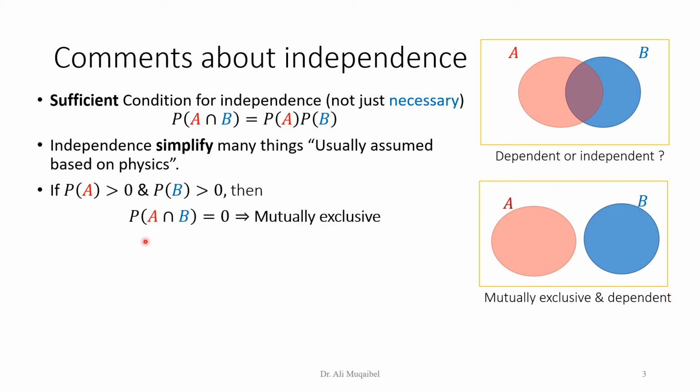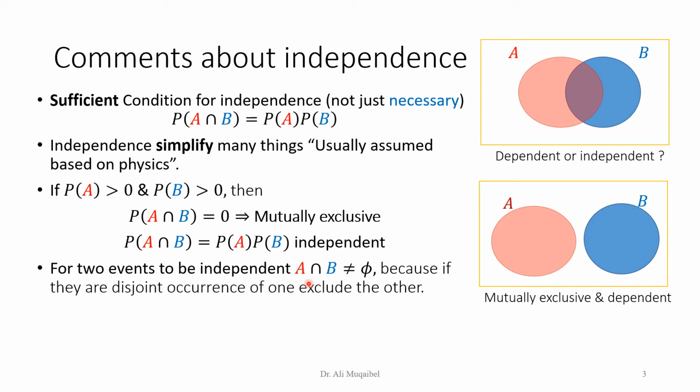So if the probability of the intersection is equal to 0, or the intersection equal to phi, then we call them mutually exclusive. If the intersection equal to the product, we call it independent. So knowing that there is no intersection, just tell me they are mutually exclusive and they are dependent. But if the probability of the intersection equal to the product, we call it independent.